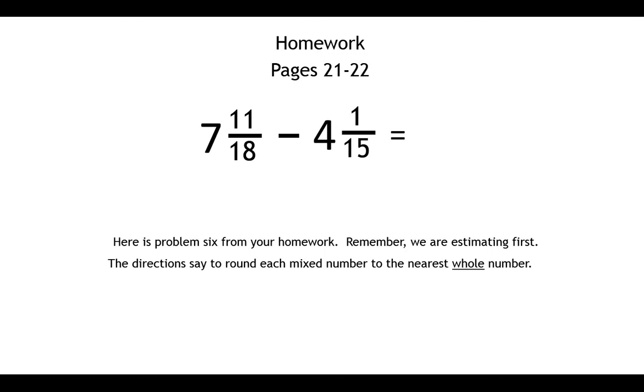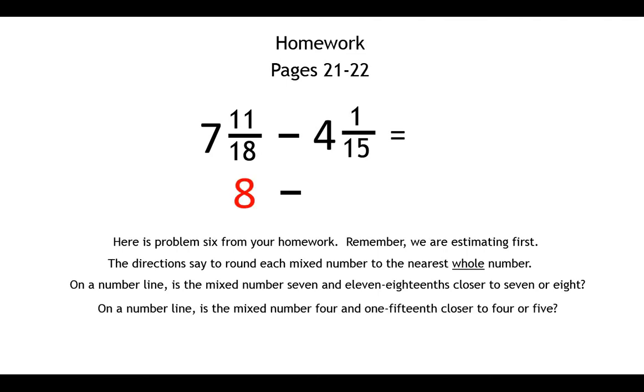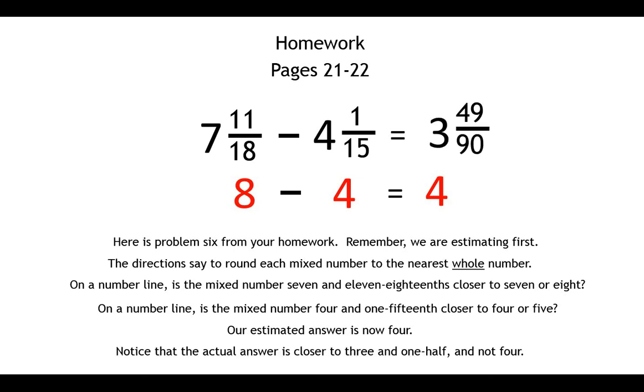Here is problem 6 from your homework. Remember, we are estimating first. The directions say to round each mixed number to the nearest whole number. On a number line, is the mixed number 7 11/18 closer to 7 or 8? On a number line, is the mixed number 4 1/15 closer to 4 or 5? Our estimated answer is now 4. Notice that the actual answer is closer to 3 1/2 and not 4.